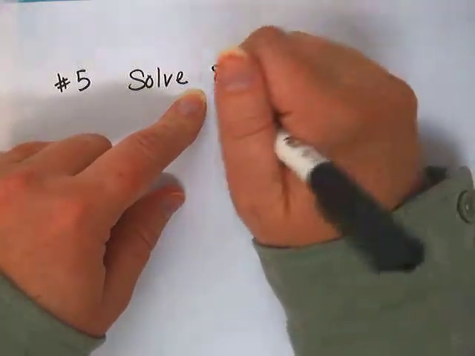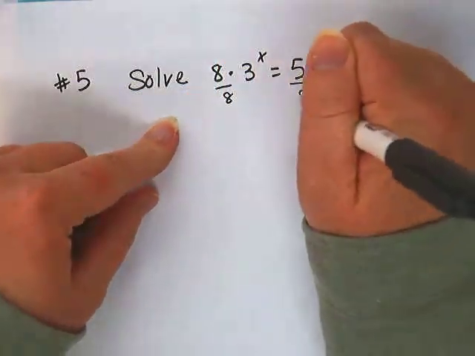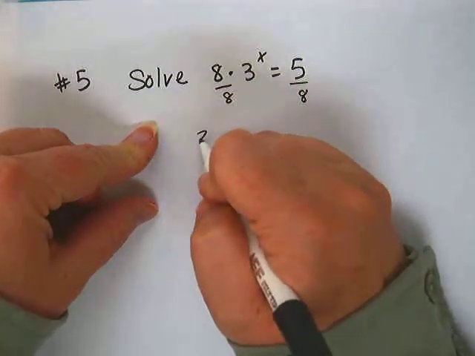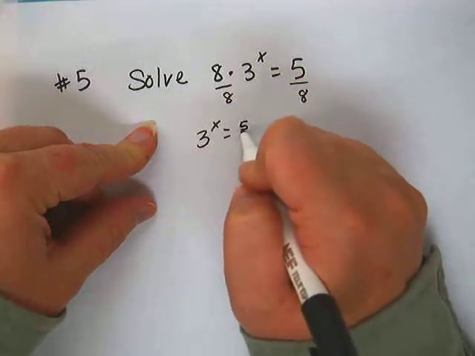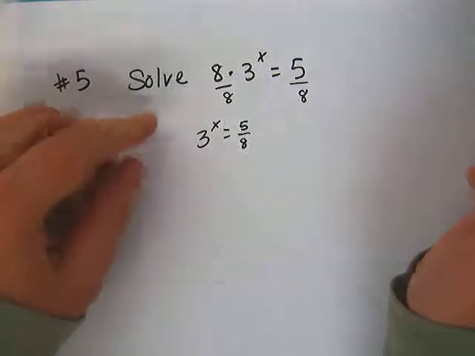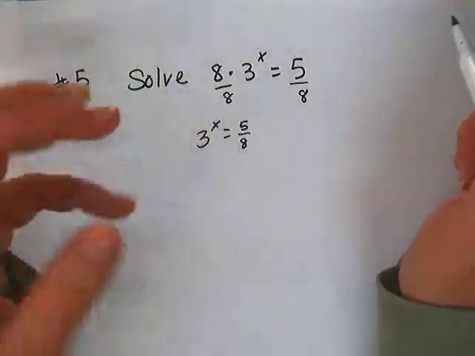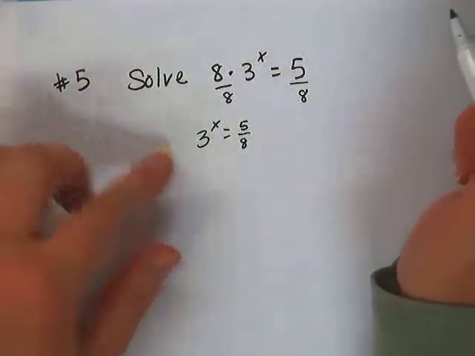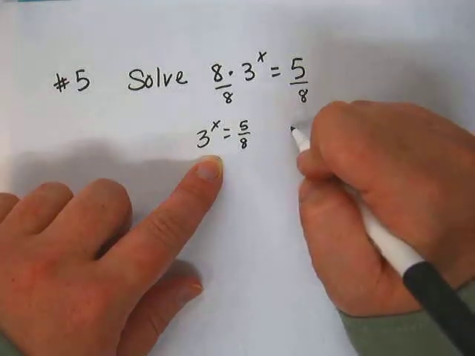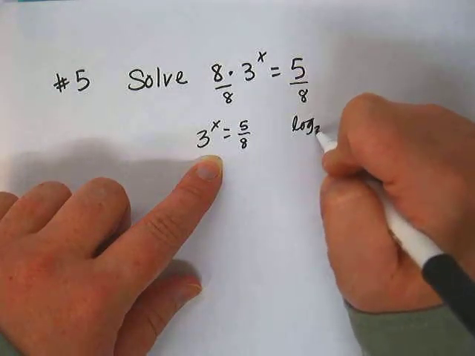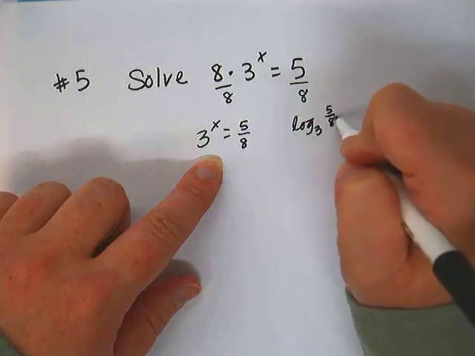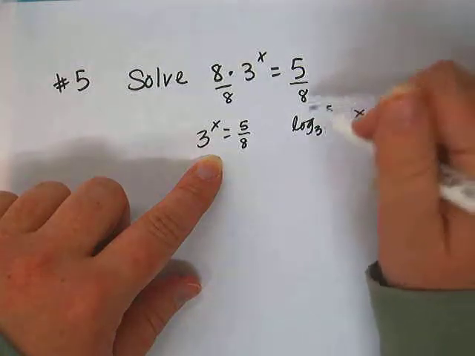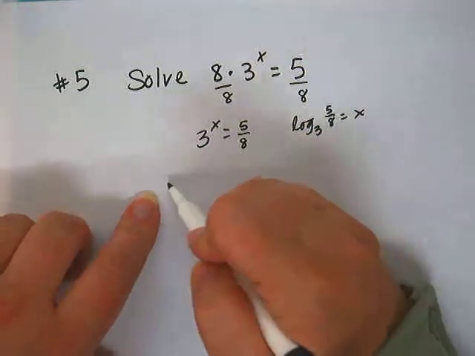So the best thing to do is to actually get rid of the 8 by dividing it to the other side. So then we will have 3 to the x equals 5/8. At this point we can either do the log of both sides so that we can use a calculator to get an approximate answer, or we could just change this to log form, which would be log base 3 of 5/8 equals x, right? So that would be one way to do an approximate answer.